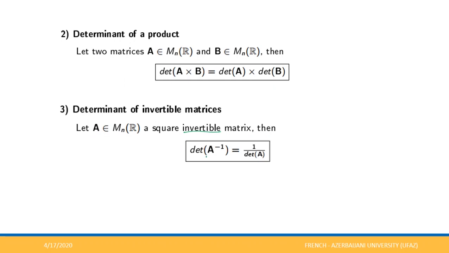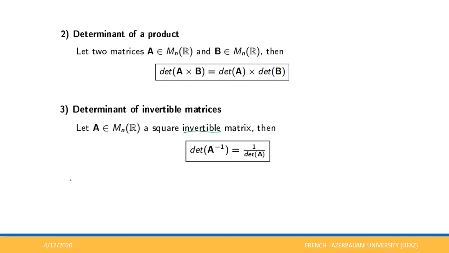Then the determinant of inverse of A is equal to 1 over the determinant of A. Here in the second one, using the elementary operations over the columns, you can prove that it's true. Look at the third one, and using the second one, you can prove that this is also true.